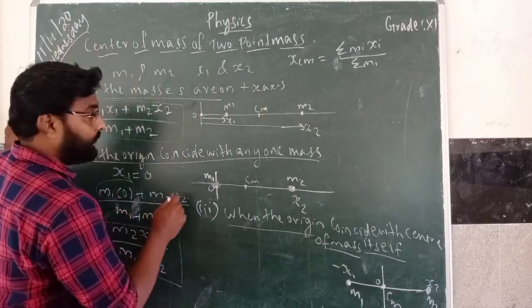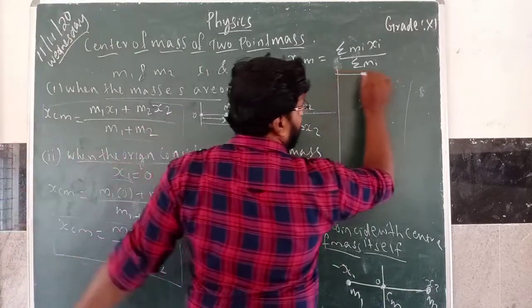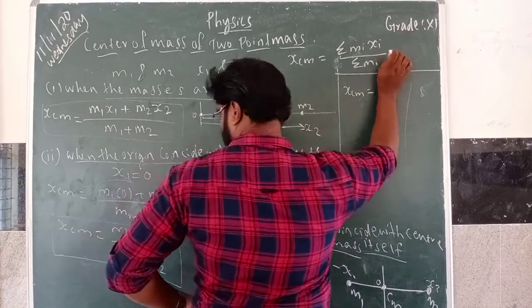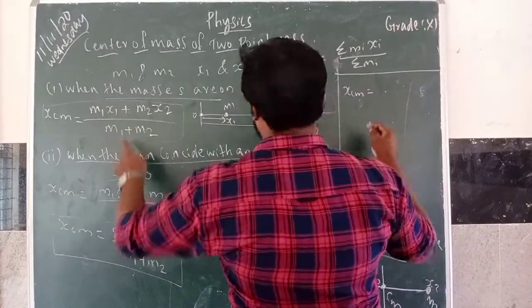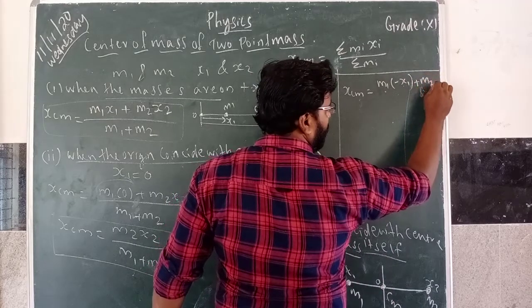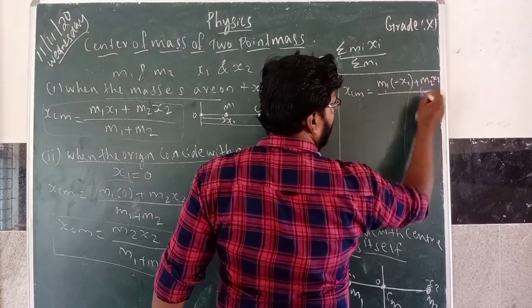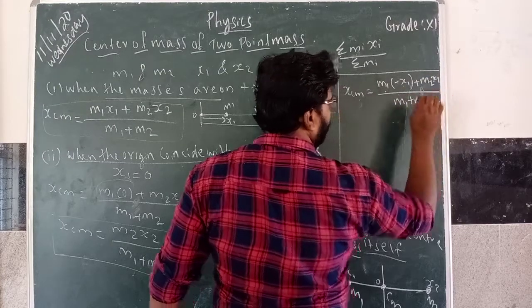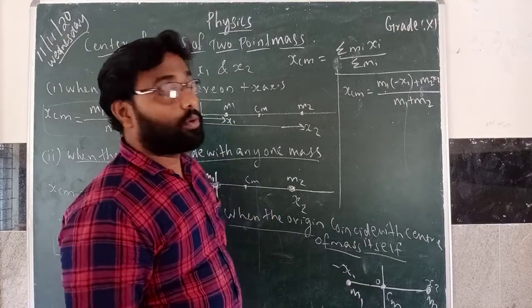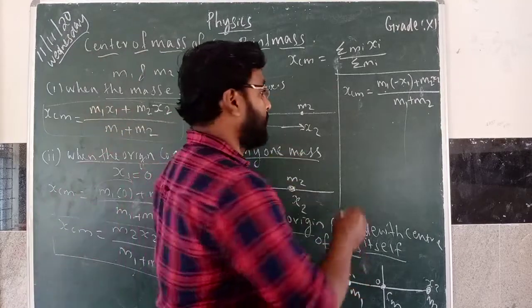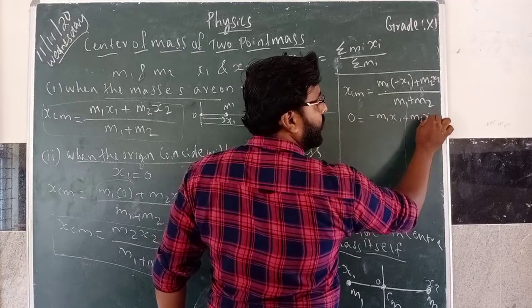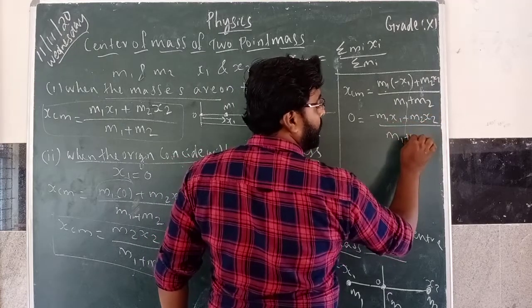So how can you write this equation? Write the equation. xcm equal to, this formula: m1 x1, which is minus x1, plus m2 x2 divided by m1 plus m2. Now you see, the center of mass is at the origin, so the center of mass is 0. So 0 equal to minus m1 x1 plus m2 x2 by m1 plus m2.